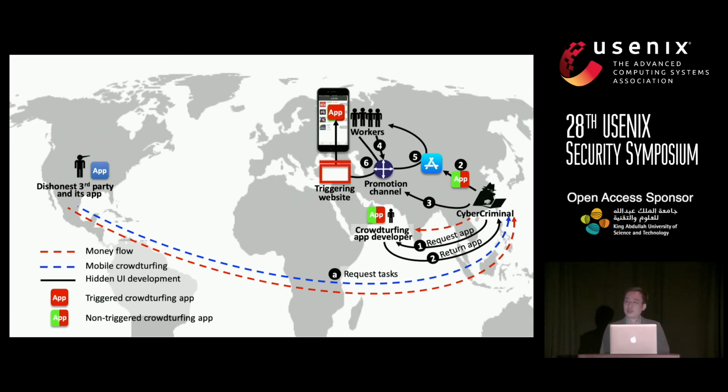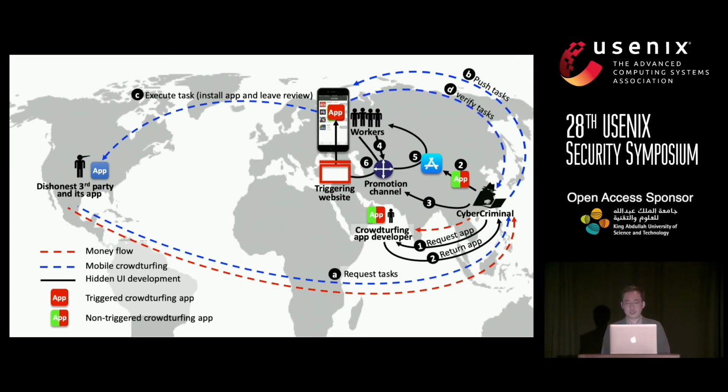Once the crowdturfing platform is there, the cybercriminal will start to take requests from the dishonest third party. In this example, he's asking the cybercriminal to manipulate the app ranking. And the cybercriminal will push the task to the mobile client. The workers will execute the task, basically install the app and leave review. Once the tasks are verified, the cybercriminal will pay the workers.